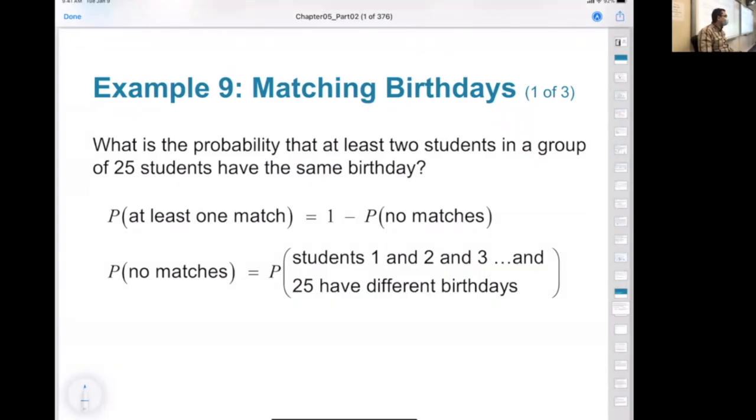What do you think? Would this probability be high or low? What do you think? Very low. So you said very low, right? Okay, let's try to calculate this probability. So first of all, the probability that at least two students in a group of 25 have the same birthday, we can find it this way.